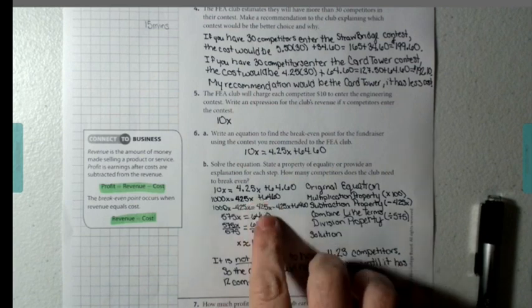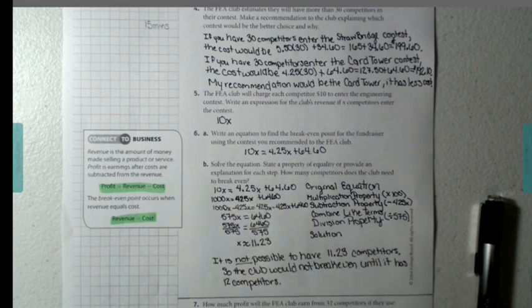But here was the main thing whenever I did this. I came down to X is close to 11.23. Well, remember that X represents the number of competitors. And it doesn't make sense to have 11.23 competitors. But remember that if I only have 11 competitors, I don't make money, or the club doesn't make money. So the club is not breaking even until it gets to that 12th competitor.